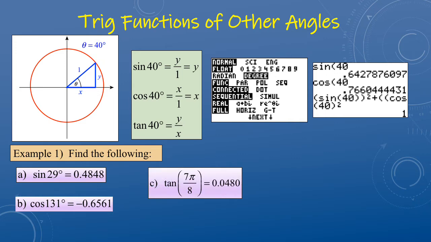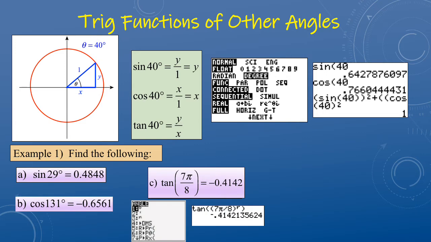Problem C shows the danger you can get into when using the calculator. Typing in tangent of 7 pi over 8 will give 0.0480. But since there are no units given, 7 pi over 8 we know is in radians. But the calculator is in degree mode. And the value of 7 pi over 8 is about 2.75 degrees. So the calculator is really finding the tangent of 2.75 degrees. If we want the tangent of 7 pi over 8 radians, we need to temporarily switch the calculator to radian mode and retype it, and we get negative 0.4142. This makes sense as 7 pi over 8 is in the second quadrant and tangent is negative in the second quadrant.